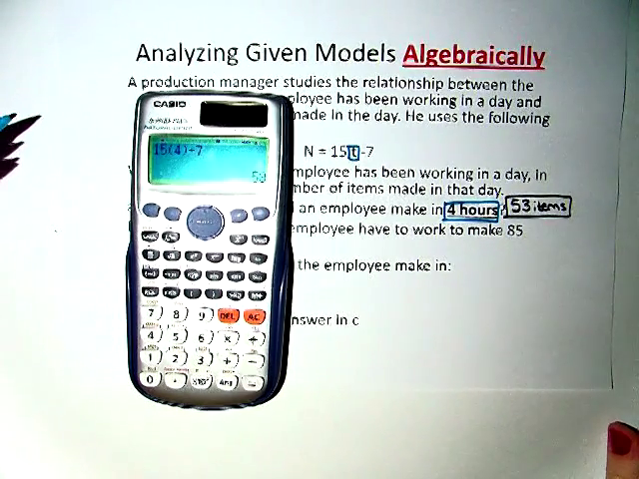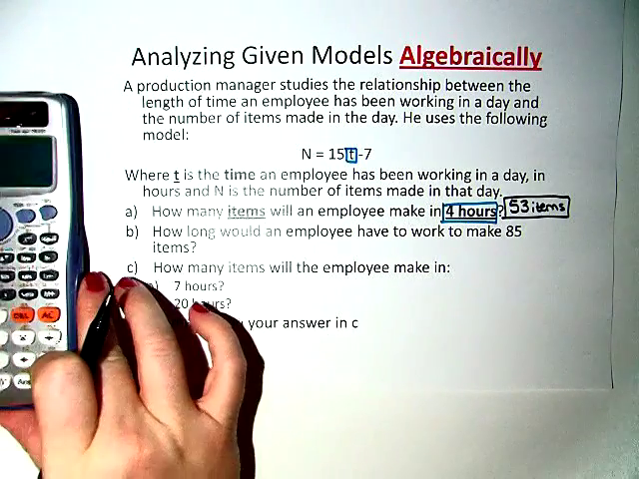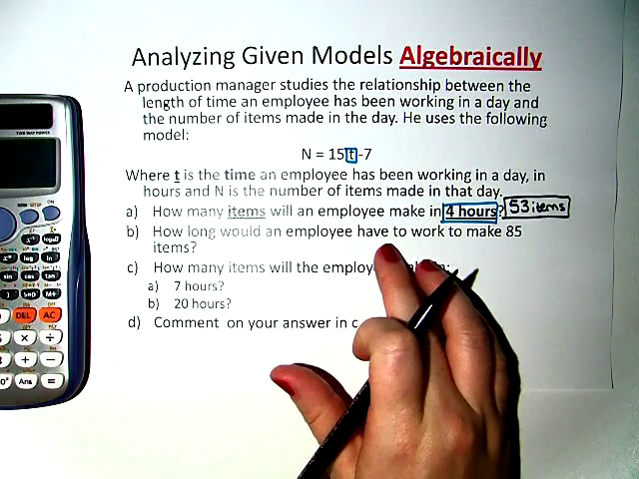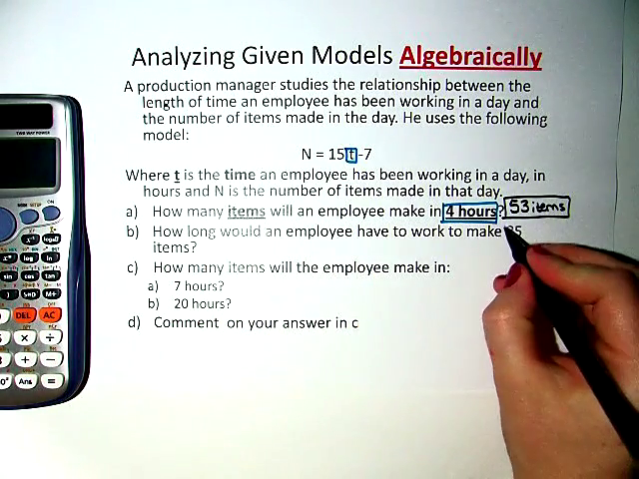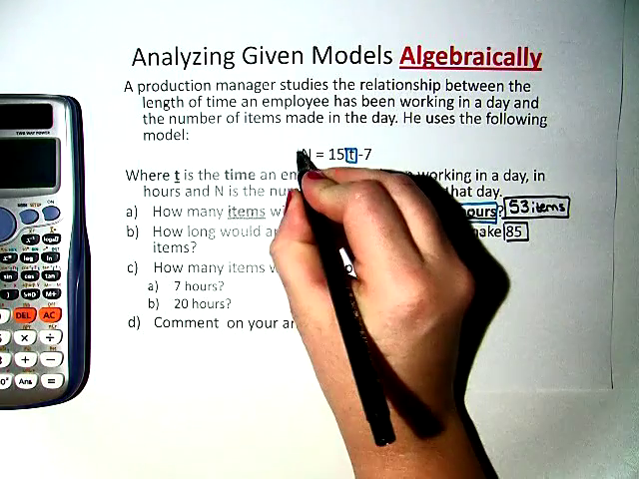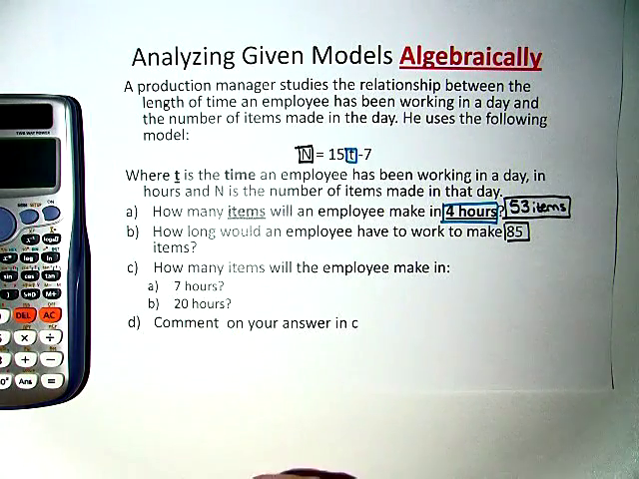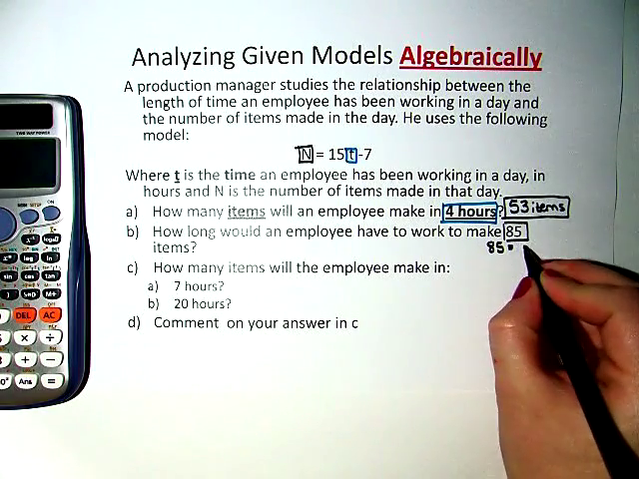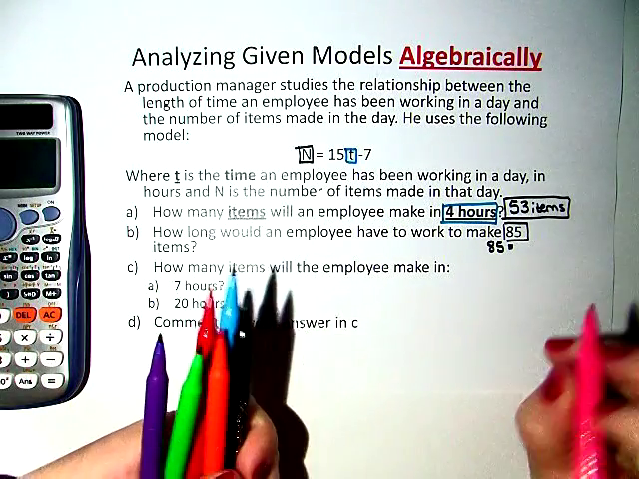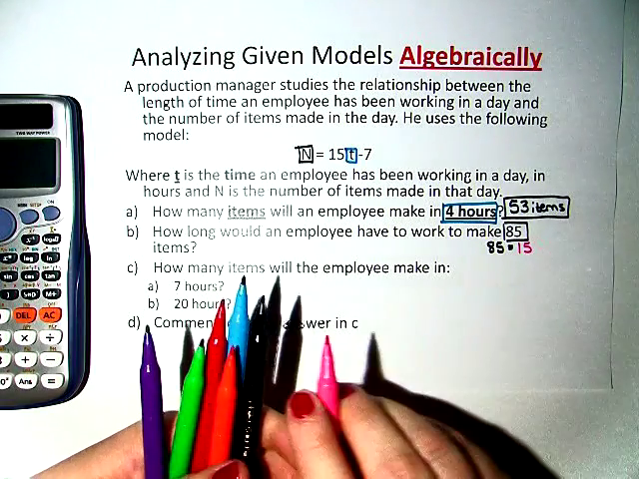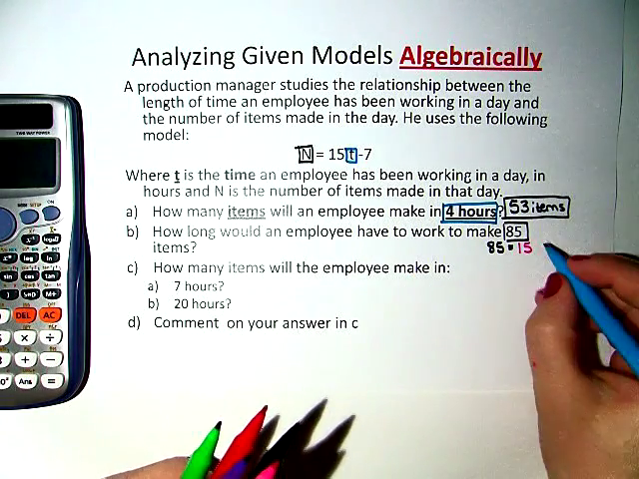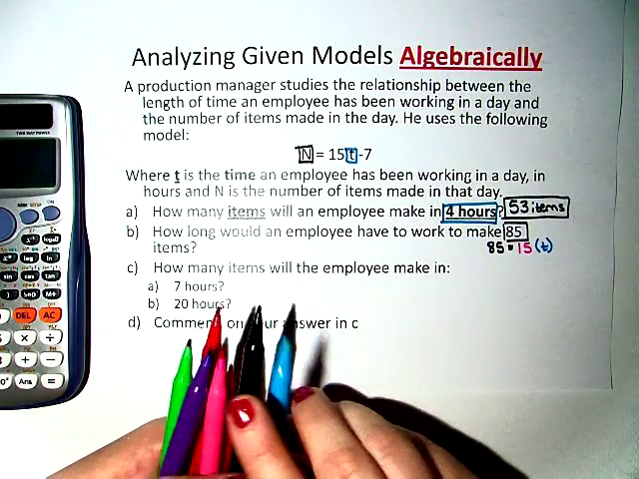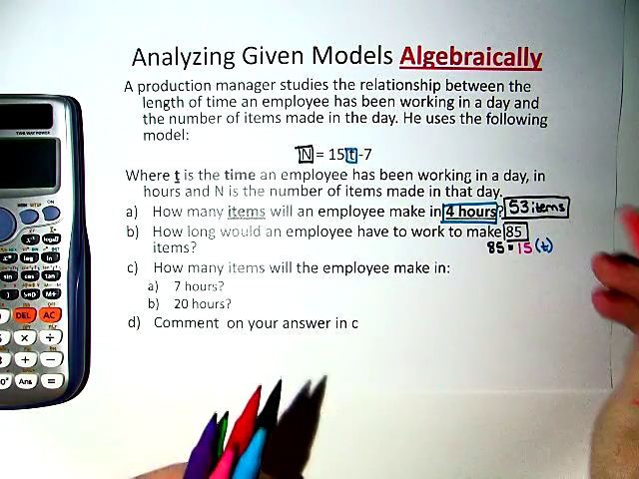Okay, so that was a pretty easy algebraic modeling. How long would an employee have to work to make 85 items? So 85 items is our dependent variable. So we're going to actually have to solve this. 85 equals 15 multiplied by the number of hours minus our constant, which is 7.